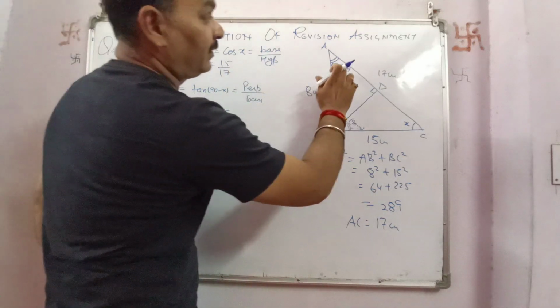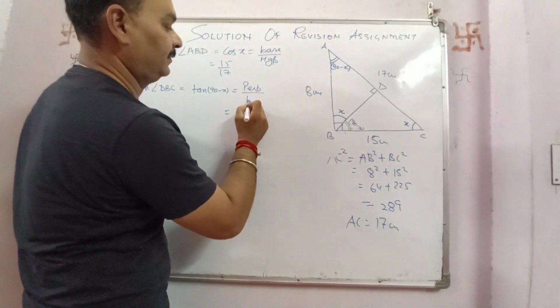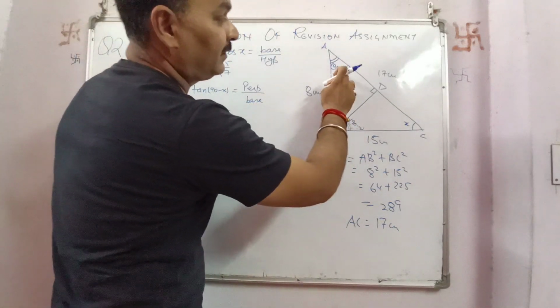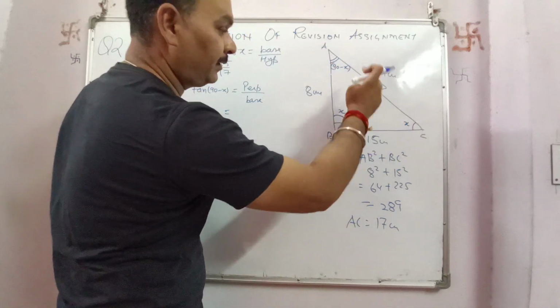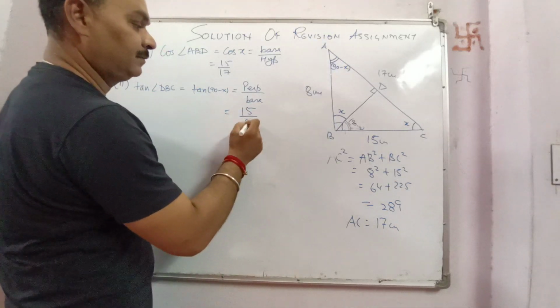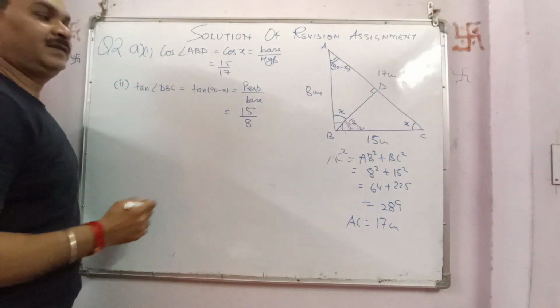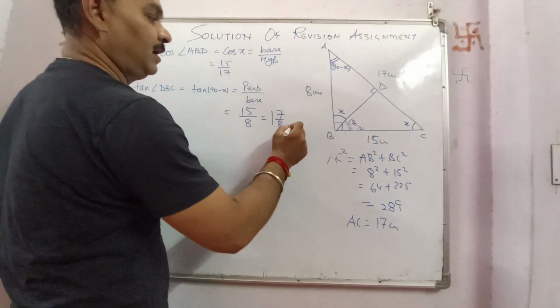Now we are considering this angle, perpendicular upon base. So this will be the perpendicular side opposite to it in the bigger triangle. So 15 centimeter is the perpendicular and 8 is the base, or 17 by 8 is the answer.